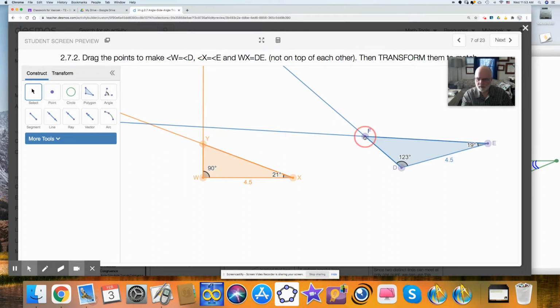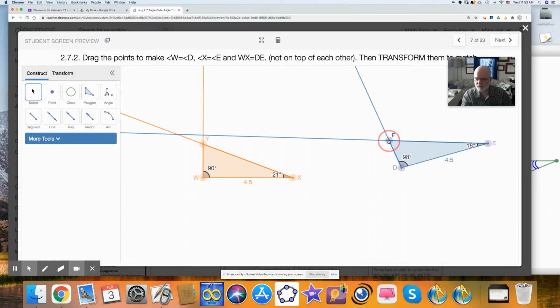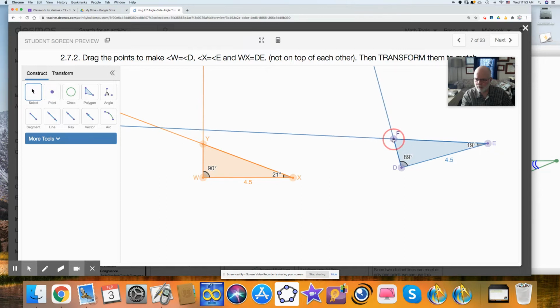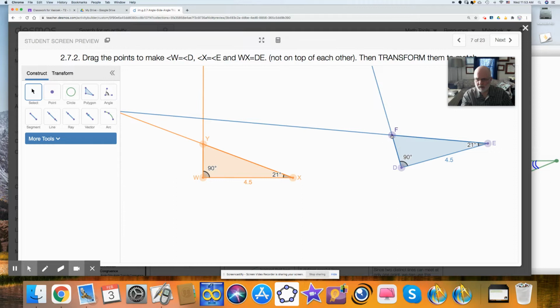So make this one 90 degrees. And now I'm going to go up and down on this line until I get to 90 degrees. 89, 90. I've got to make this 21. It's not as easy as it looks. Maybe it's harder than you think. But it's something that you can try.